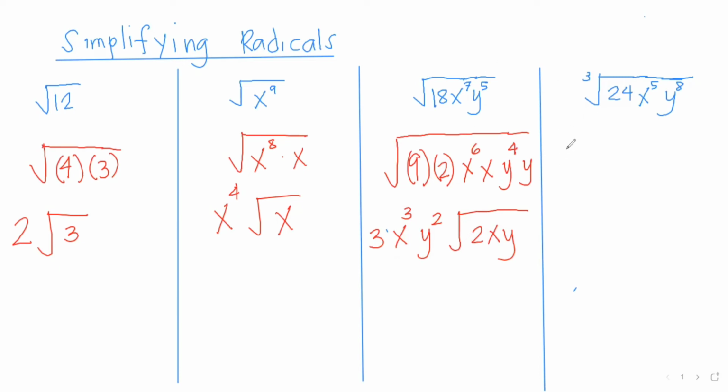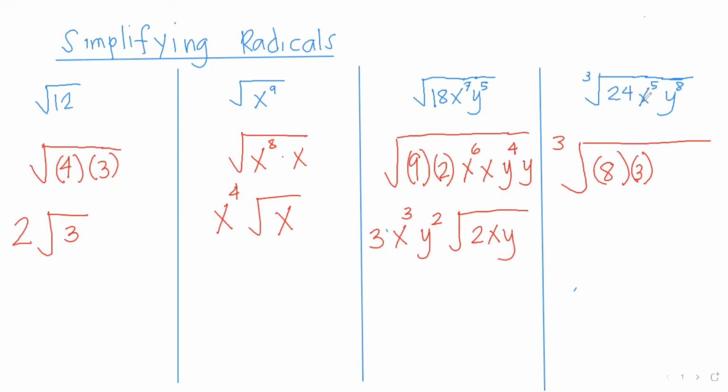And then lastly, you have cube root of 24, x power of 5, y power of 8. As for the 24, again, 24 doesn't have a perfect cube root. So you look for a number that can divide 24, of which that number has a cube root. So again, express 24 into 8 and 3. Because 8 times 3 is equals to 24, and 8 has a cube root. So that's why you have to express 24 as factors of 8 and 3.